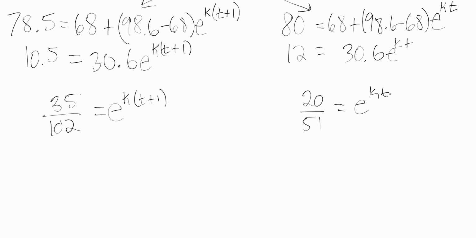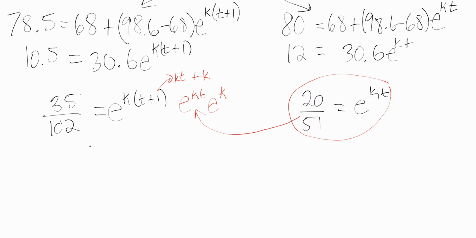The key to bringing these two equations together is to recognize that this power of the exponential part can be rewritten as kt plus k. Because it can be rewritten as kt plus k, this entire term can be split into e to the kt, e to the k. Because I know that e to the kt has to equal 20 over 51, that 20 over 51 can take that spot right there and allow us to join the two equations together.